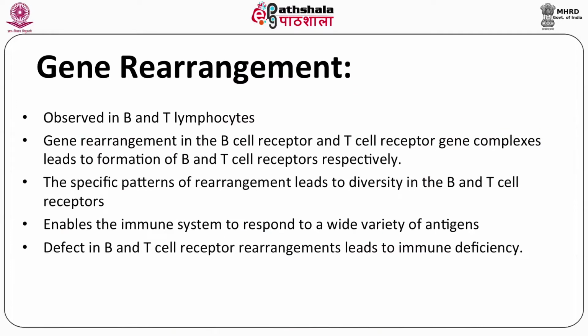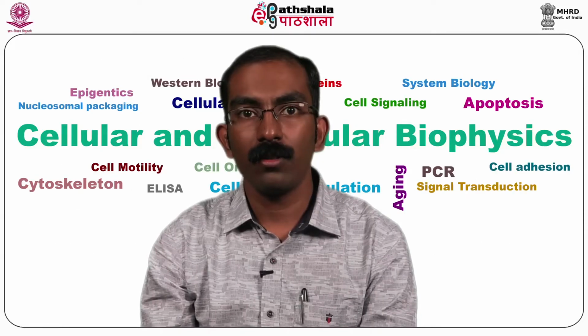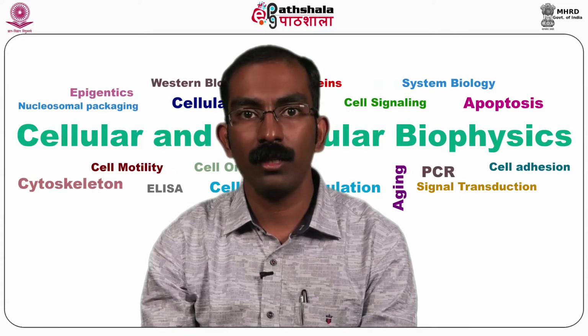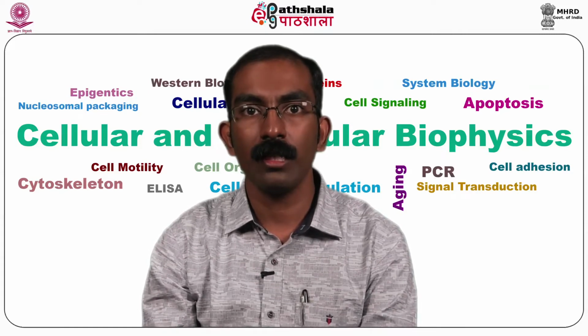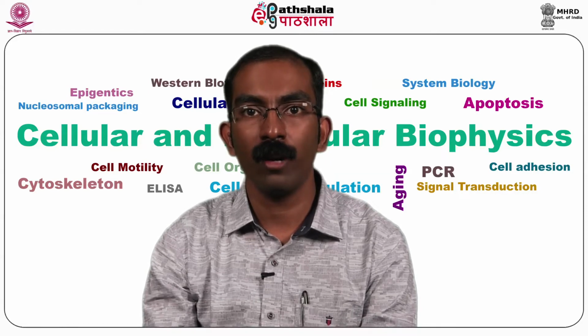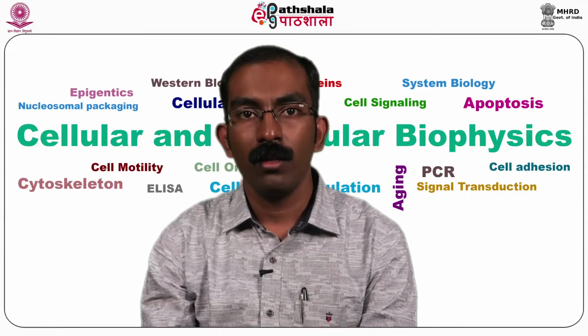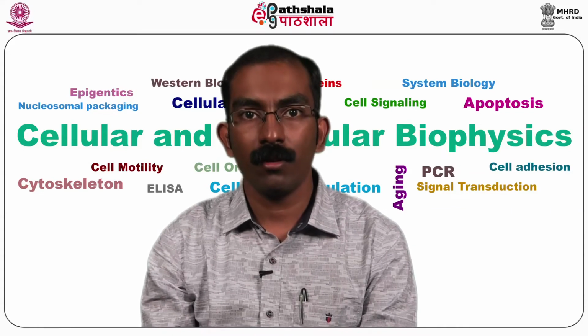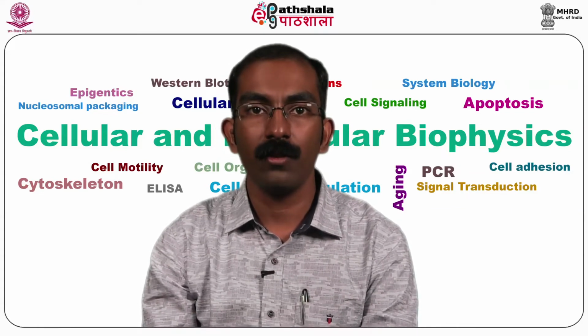Gene rearrangement. Gene rearrangement is observed in B and T lymphocytes. The gene rearrangement in the B cell receptor and T cell receptor gene complexes, respectively, in these cells leads to the formation of B and T cell receptors. The specific patterns of rearrangement lead to diversity in the B and T cell receptors, thus enabling the immune system to respond to a wide variety of antigens. Defects in B and T cell receptor rearrangements can lead to immune deficiencies.